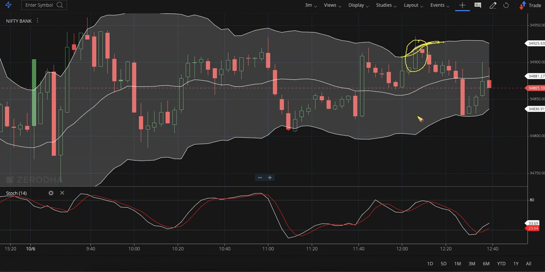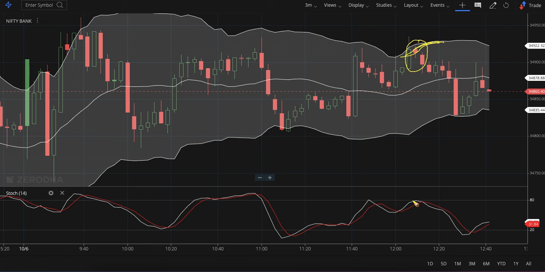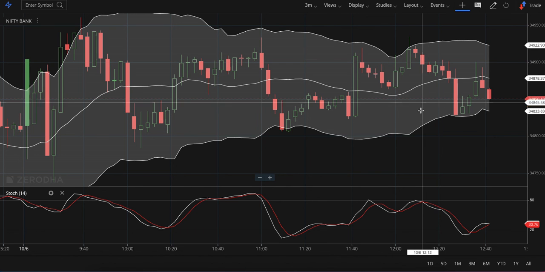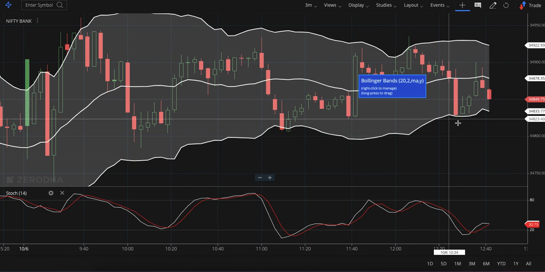And of course, this is again confirmed by the stochastic, not exactly, but the stochastic was roughly at the 80 level, where we had this crossover, right? So with this stochastic confirmation and the candlestick pattern confirmation at the resistance level, you could have initiated the trade, and again you would have got a good amount of points. If you would have initiated the trade here at the 34,900 level, the market went down to 34,827, again roughly 75-80 points, right?